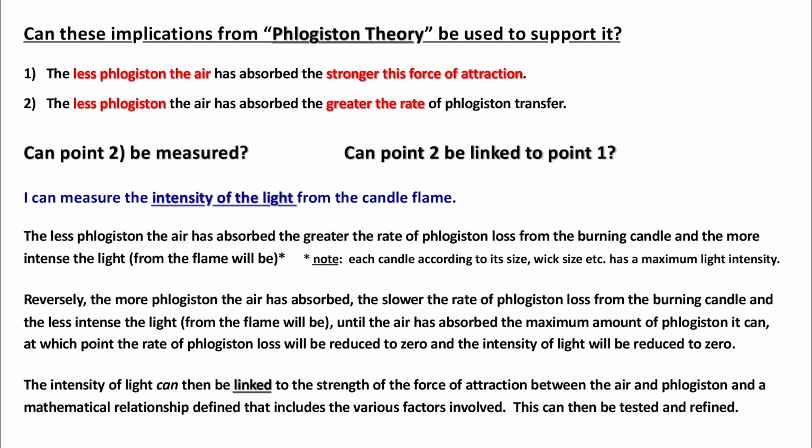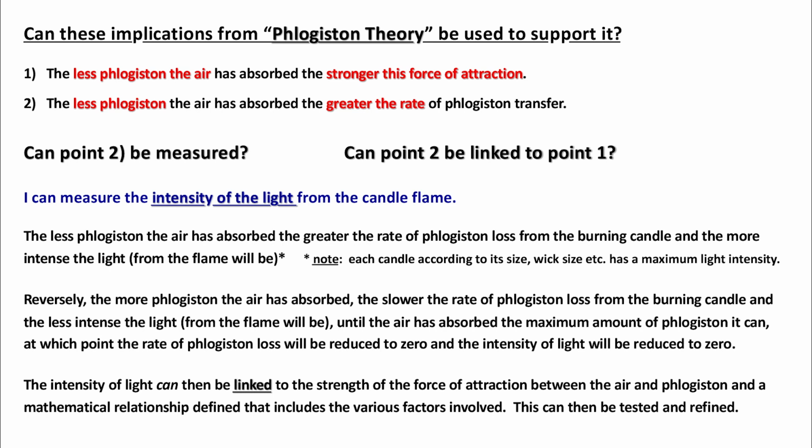I can measure the intensity of the light from the candle flame. The less phlogiston the air has absorbed, the greater the rate of phlogiston loss from the burning candle and the more intense the light from the flame will be. Note: each candle, according to its size, wick size, etc., has a maximum light intensity. Reversely, the more phlogiston the air has absorbed, the slower the rate of phlogiston loss from the burning candle and the less intense the light from the flame will be, until the air has absorbed the maximum amount of phlogiston it can, at which point the rate of phlogiston loss will be reduced to zero and the intensity of the light will be reduced to zero.